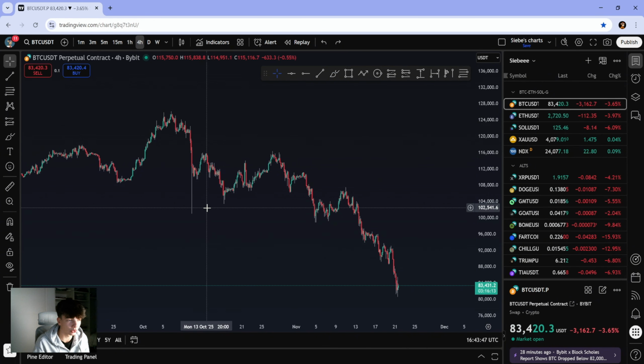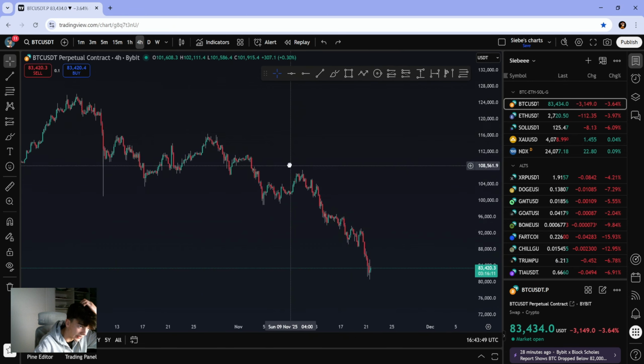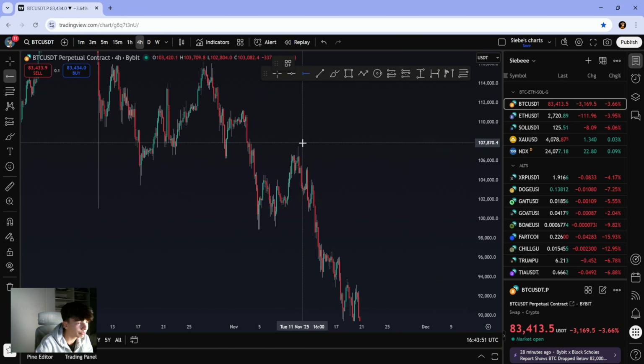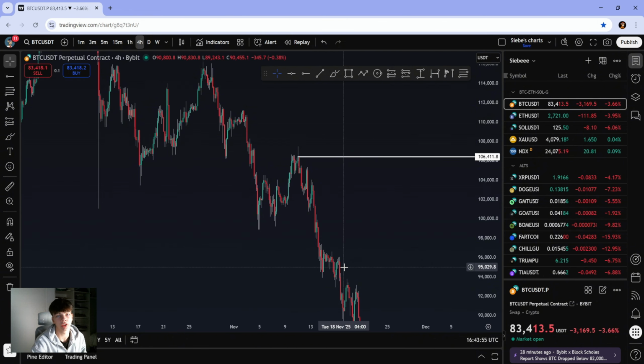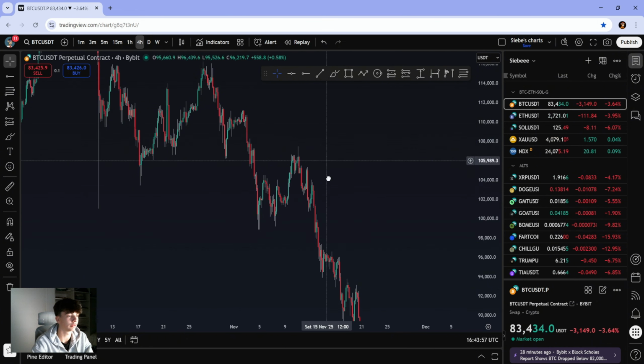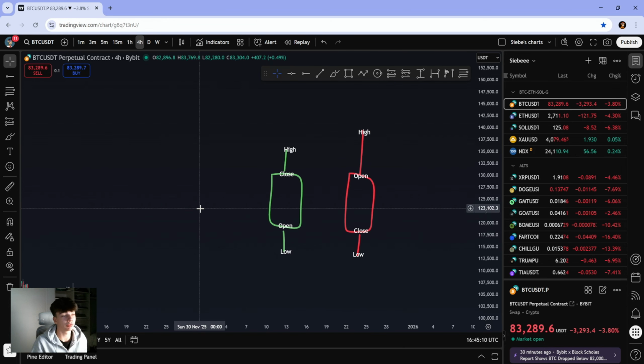So wicks, you can't ignore them. You have to add them in your analysis. It's not like, okay, this is a level here, but I'm not going to include the wick, just the top of the body. That's not how it works. You have to take the wick into account. So for now, this is it, and there's nothing more difficult to know about candlesticks.